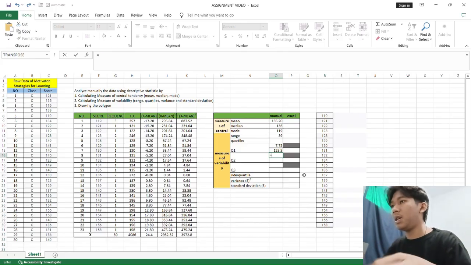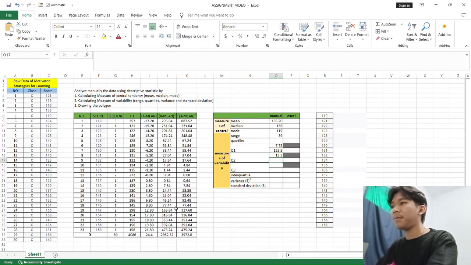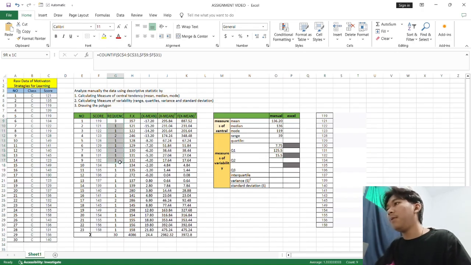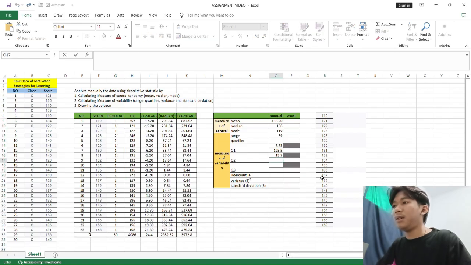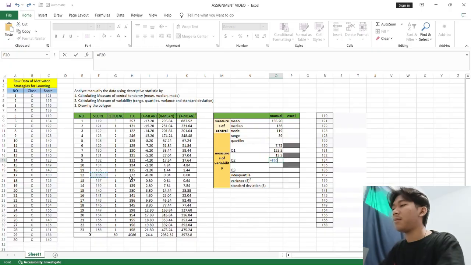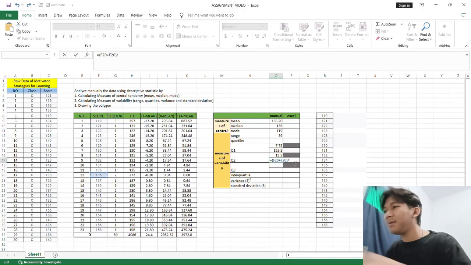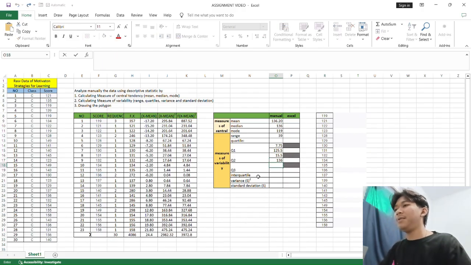We're just going to use this equation: 1 over 2 times the total of our data plus 1. So it's going to be 15, and then we look for the 15th number from our data. So it's going to be 136 plus 136, divided by 2. Don't forget to put the bracket, guys. I always forget to put the bracket. And 2, just like that.